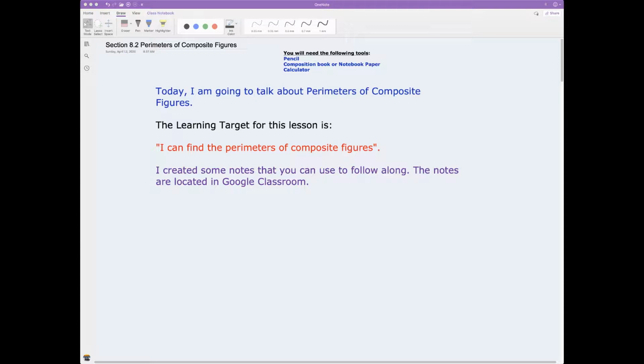Today I'm going to cover section 8.2, the perimeters of composite figures. Things that you'll need, as usual: a pencil, a composition book or notebook paper, and a calculator. If you have all those things, you'll be good to go. The learning target for this lesson is: by the end of it, I can find the perimeters of composite figures.